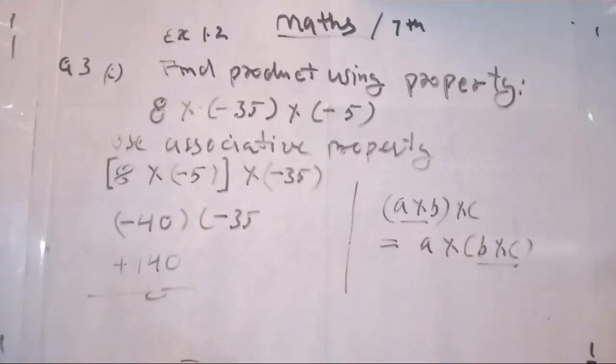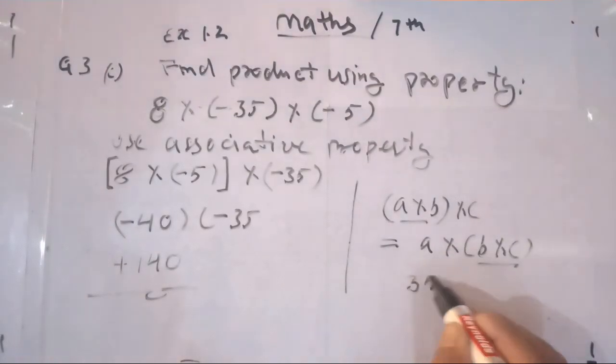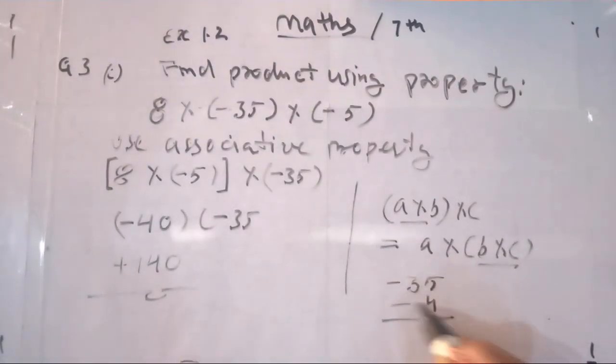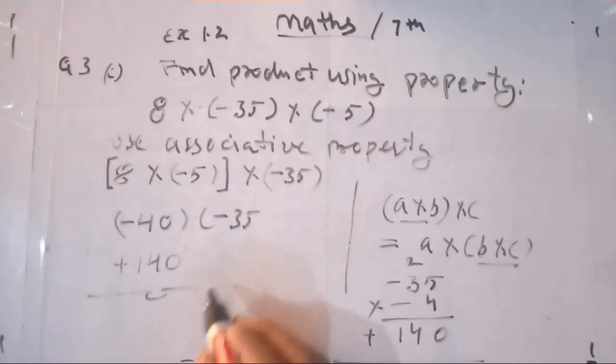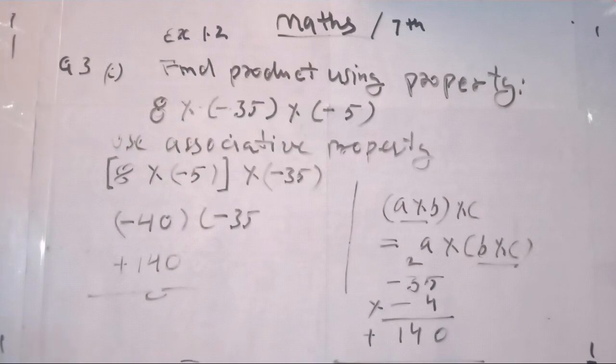Check once again. 35 multiply by 40, both have a negative sign. When you multiply these two, you get a positive answer. 5 4s are 20, 4 3s are 12 and 2 is 14. Right? So this is your answer beta. So here we use the associative property.